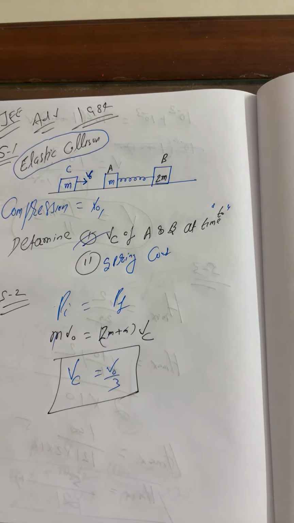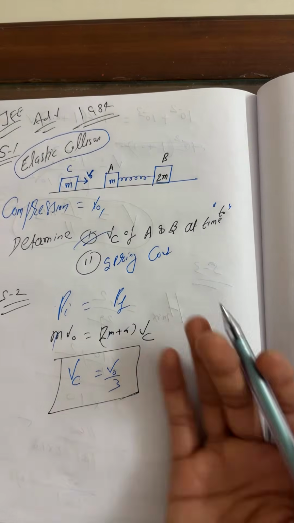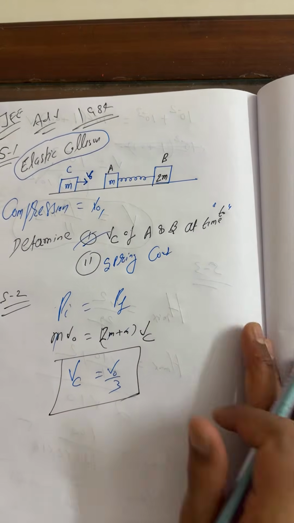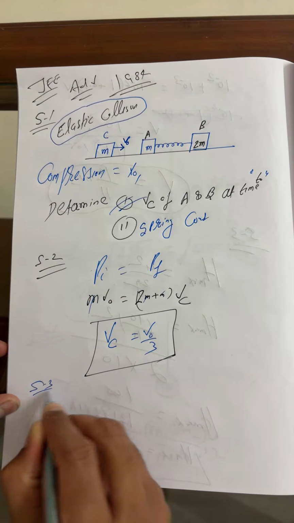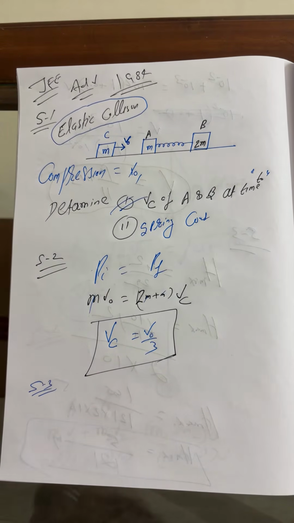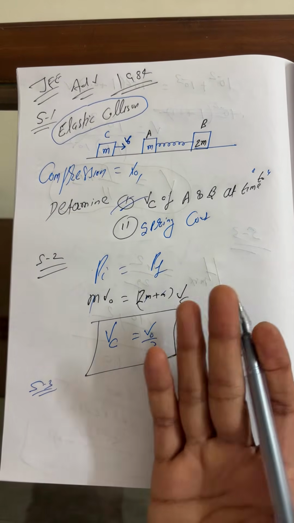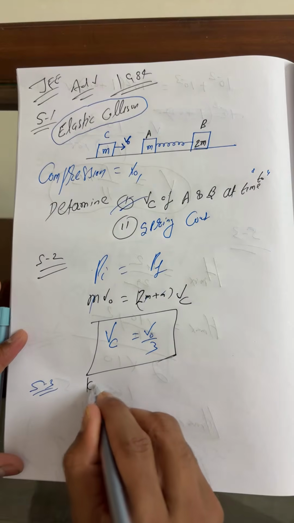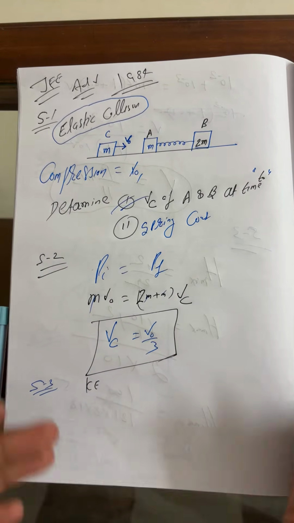Okay, next we'll go through how to find the spring constant. We don't have any options, so we can apply energy conservation. In step 3, I'm going to apply energy conservation. For the system, initial energy equals final energy.